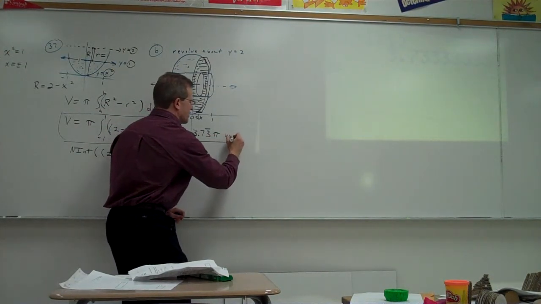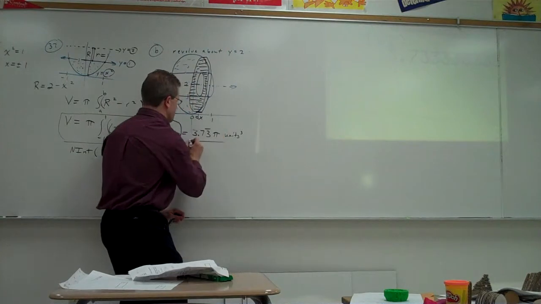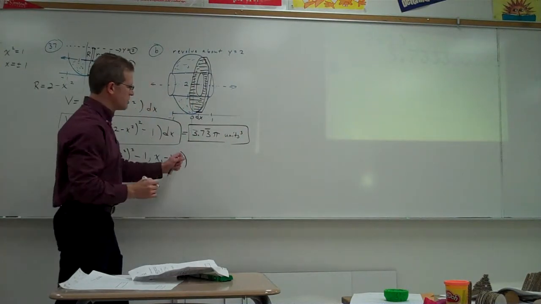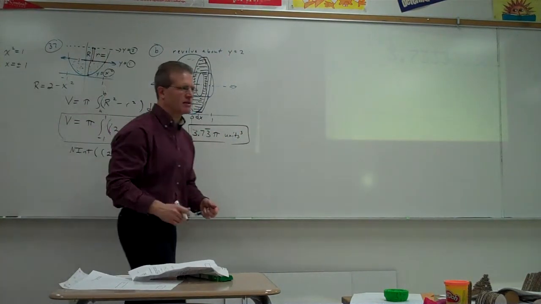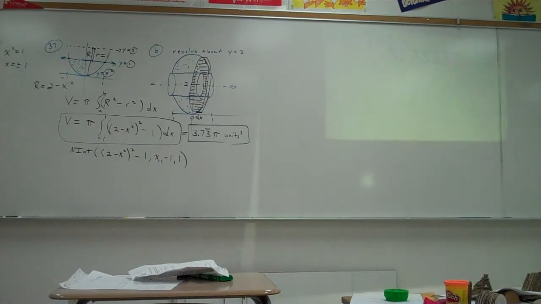And the label will be cubic units, because we're doing volume. If you wanted to, you could take that answer times pi also, and that would be the other possible answer. If you hit times pi, 11.729 cubic units would be another correct answer.